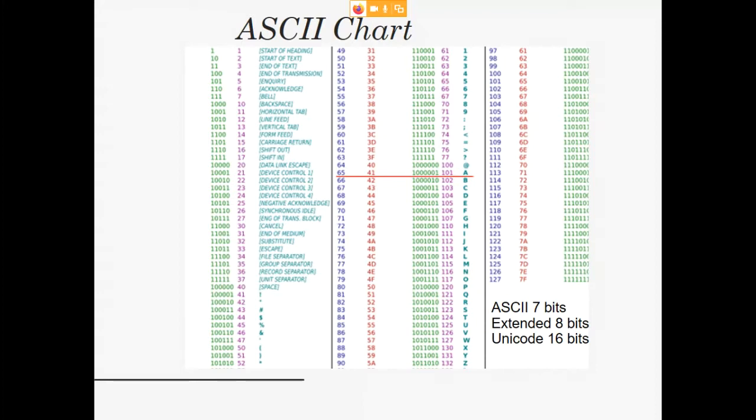So now you hear the term Unicode. Unicode is 16 bits. 16 bits gives you 65,000 possibilities. So you have 65,000 possible letters or symbols that you can send using the Unicode. But the first 256 is identical to the extended ASCII code.